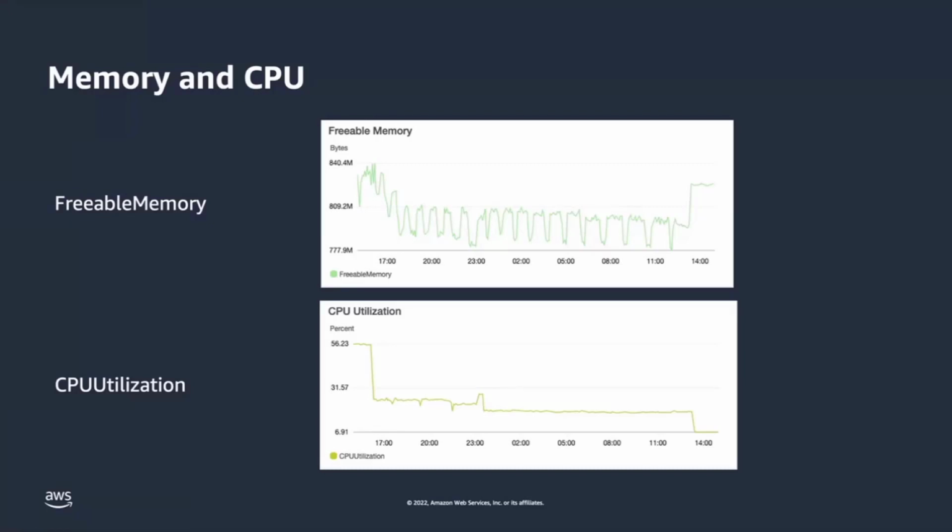Right, and this should always be at least 10% of the RAM on the instance. We don't want that to get too low. Now, CPU utilization is simply the percentage of CPU being used by the instance. So we do recommend that sustained CPU utilization should be below 75%. You don't want to see high CPU utilization for very long periods of time. That is an indicator that the instance may be undersized or you've got some inefficient queries going on.